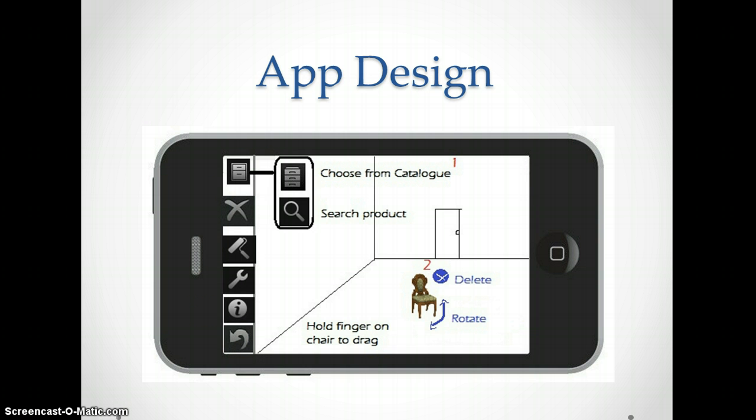Let's say you press on the catalog icon. You can choose the catalog or search product. When you have chosen the product and you tap on it, the product will be centered into the room. As you can see, you can rotate the product and hold your finger to drag it around, or you can delete the product.